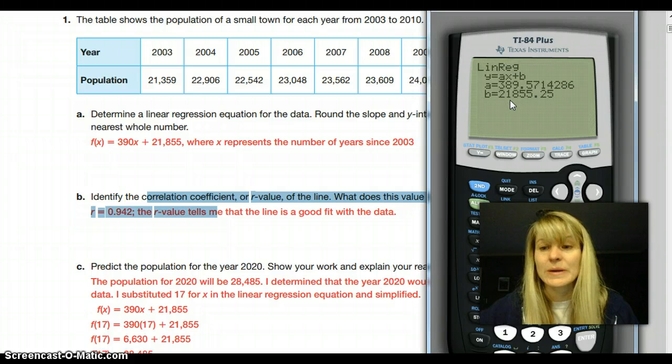I would have put 21,854, and it really should be 55. And then x represents the number of years since 2003. And rewrite that because we changed that to 0. Okay, and then it also wants to know the R factor down here.